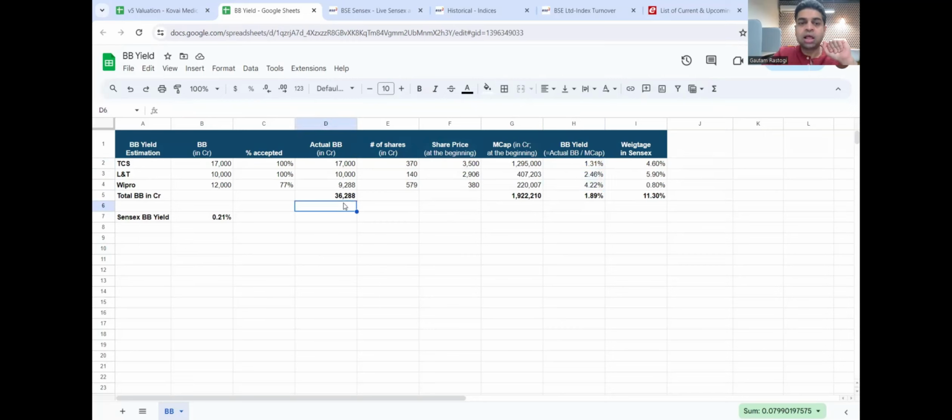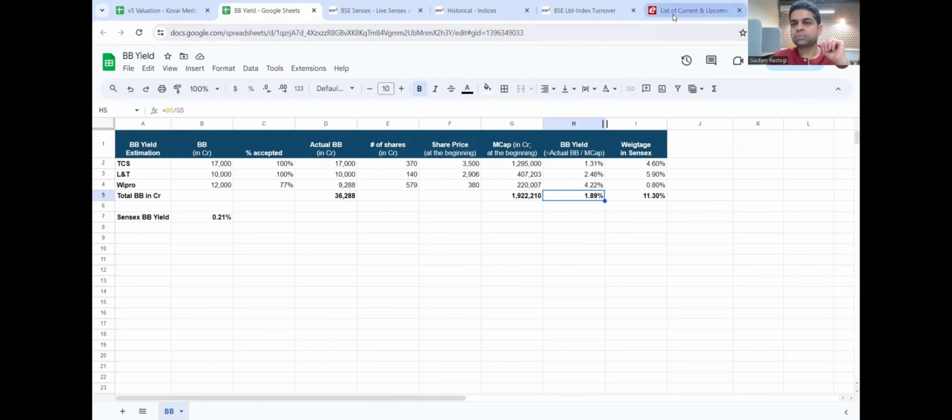First step is, total up all the buyback rupees, and divide the actual buyback by the total market cap of all these three companies put together. You would get 1.89, buyback divided by total market cap, 1.89. Now the second step is, you need to multiply this 1.89 with the weight of all these three companies put together in the index. How do you get the weight?